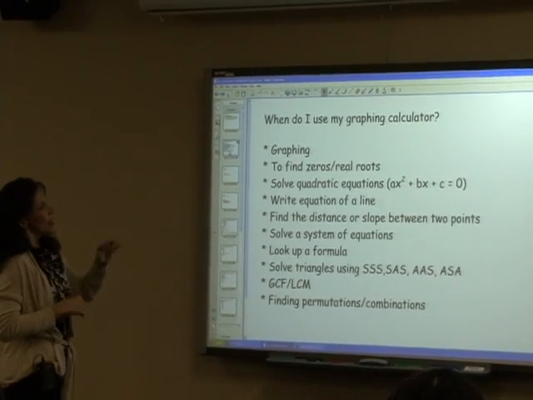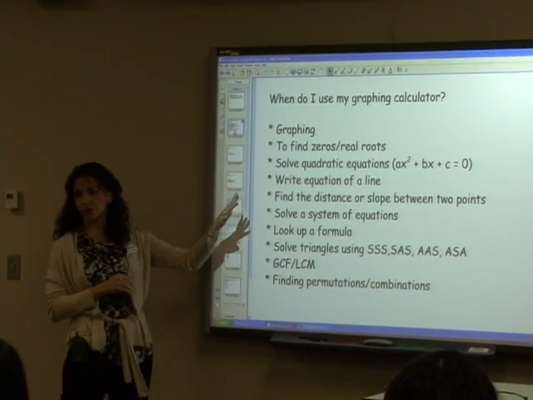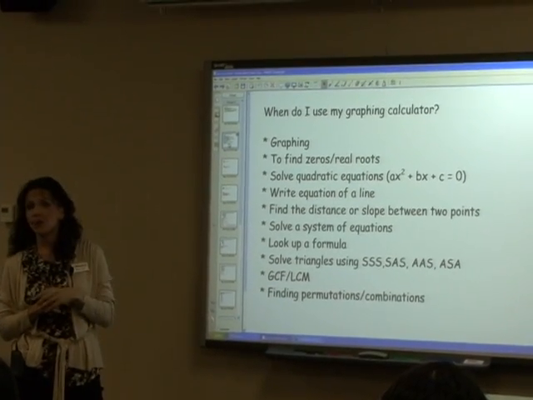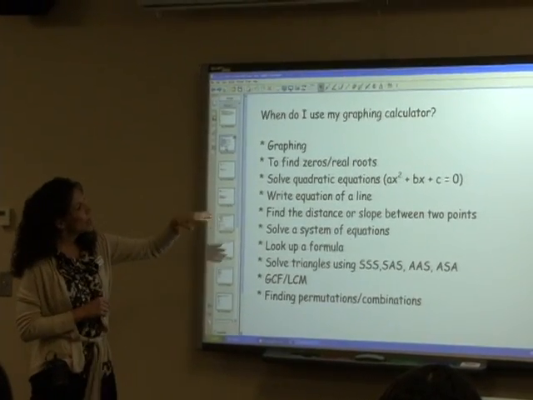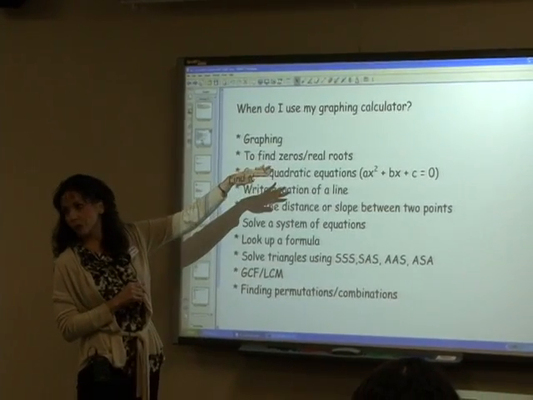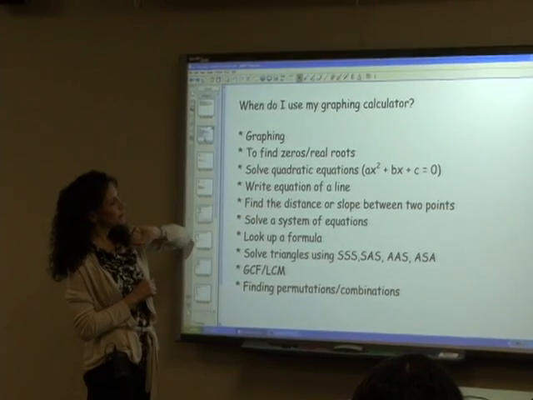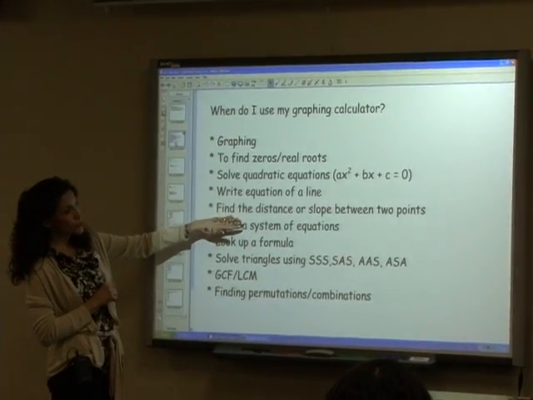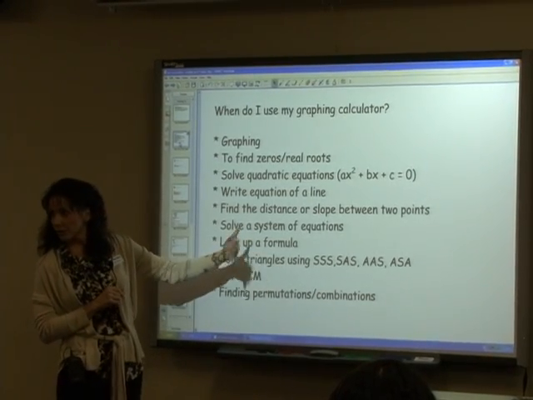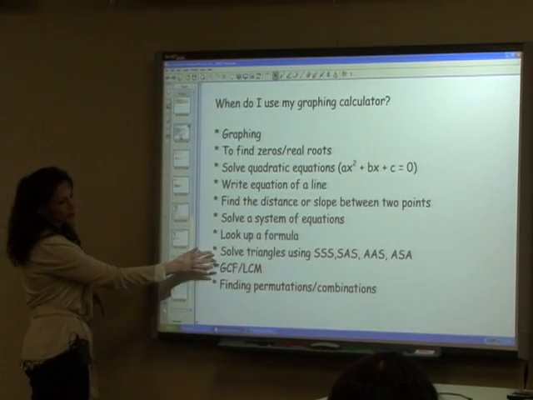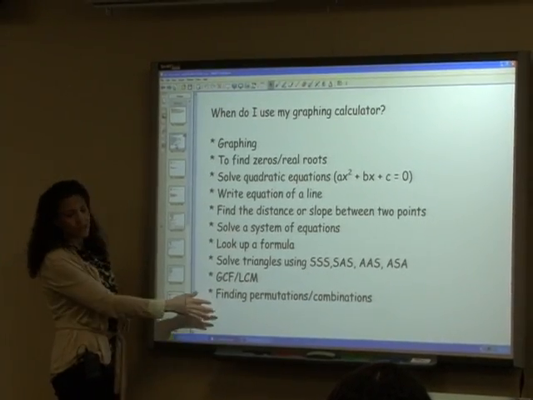All right? When do you use your graphing calculator? These are your key words to show you that, hey, this is a calculator problem, I can get it done just like that. Anytime you're graphing something, anytime it says find zeros or roots, solving quadratic equations, write the equation of a line, find the distance or slope between 2 points, solving systems of equations, if you need a formula, that's what we just looked at, solving triangles, finding greatest common factor, least common multiple, and permutations, combinations.